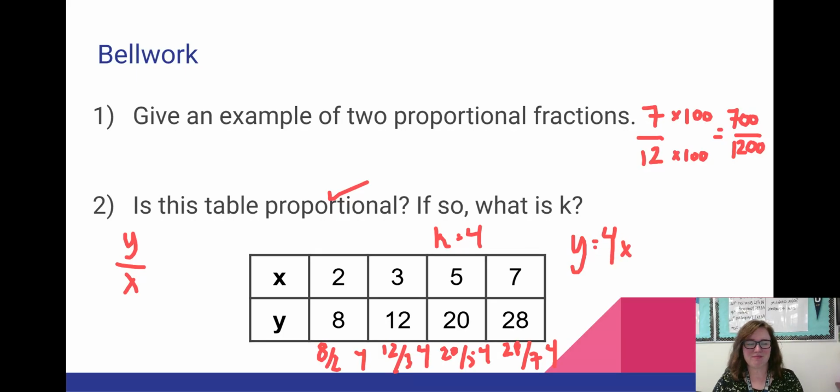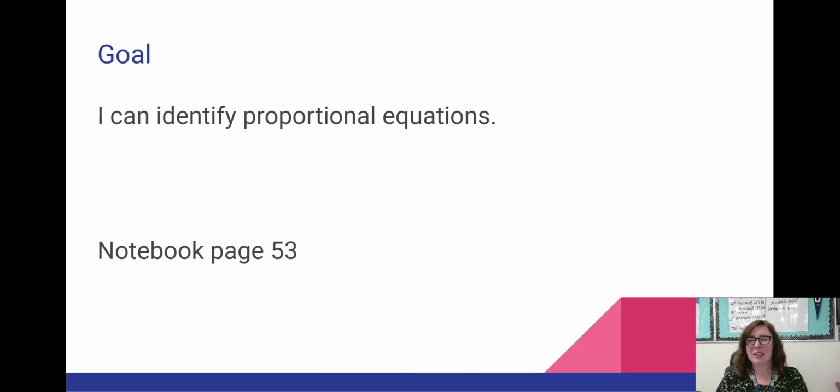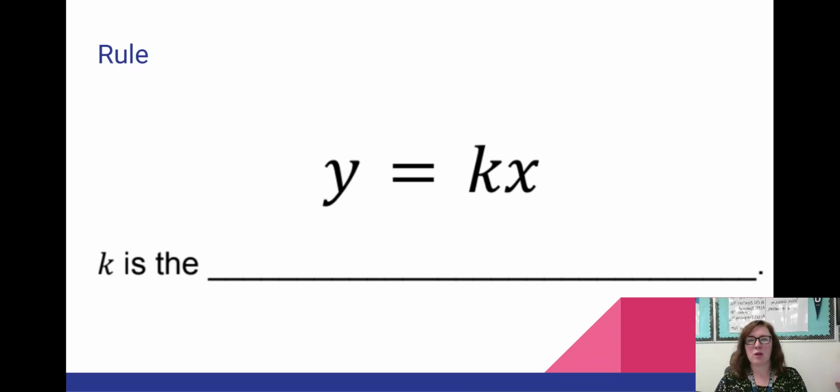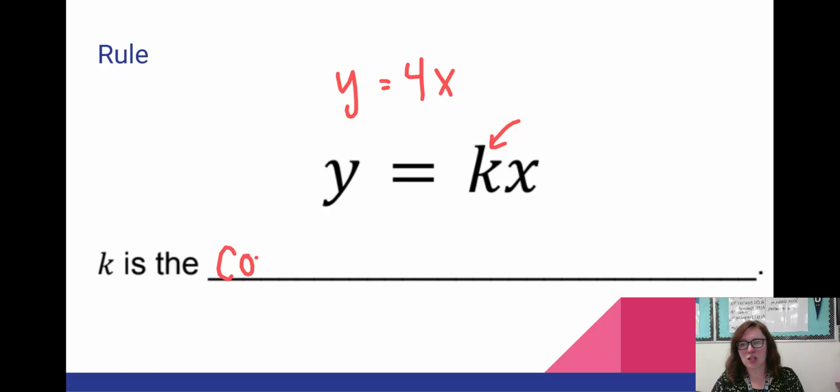Okay, our goal today, well, there's a couple of goals. The first one is to identify proportional equations. Well, remember we just wrote an equation for the table, y equals 4x. If that table was proportional, then that means this equation is also proportional. So the rule is that the equation has to look like y equals some number, where that number, k, is the constant of proportionality, with an x next to it. So k is the constant of proportionality.